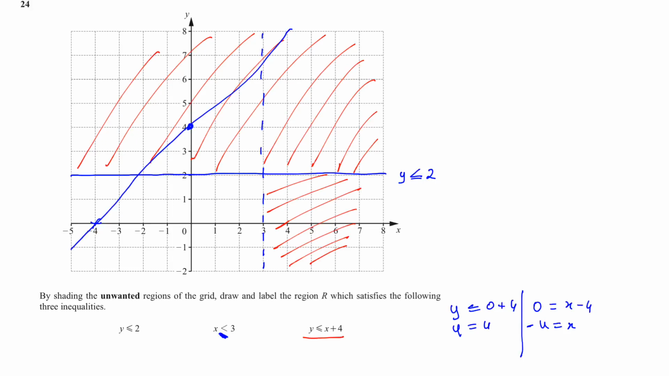To find where this region lies, you can use a test point. Use 0, 0. In place of y, put 0. In place of x, put 0. So 0 is less than or equal to 4. It means this region is the wanted region. This here is not the wanted. So this is your answer, the region that will satisfy all the following three inequalities.